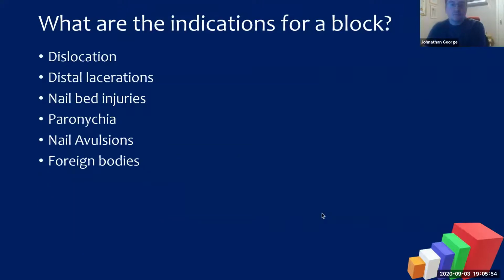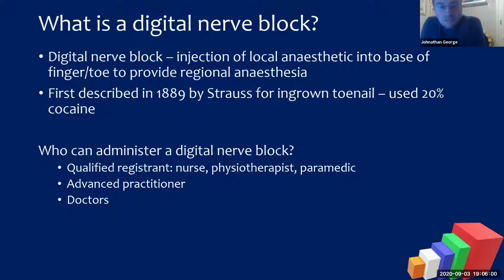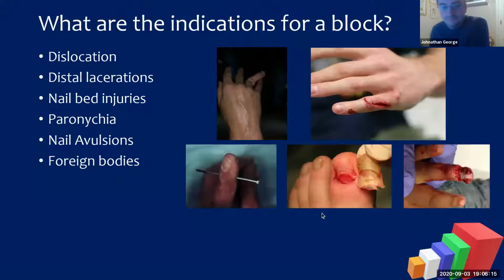So, indications for a block. Would anyone agree or disagree with these? We've got dislocation, lacerations, distal nail bed injuries, paronychia, nail avulsions, and foreign bodies. I'll show you some pictures as well.